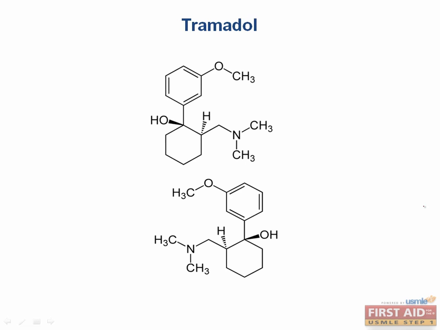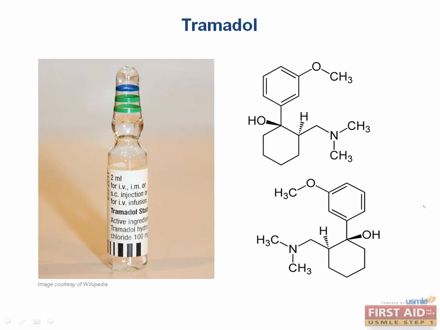Tramadol is used for chronic pain syndromes and has a similar side effect profile to opioids. One important thing to note for tramadol is that it lowers the seizure threshold. So in a patient who may have a propensity for seizures, tramadol may push them over the edge.